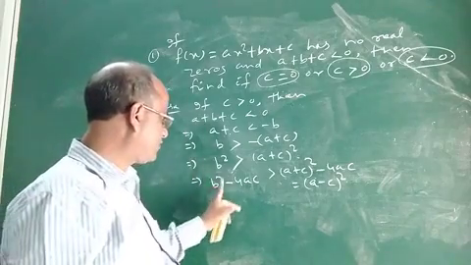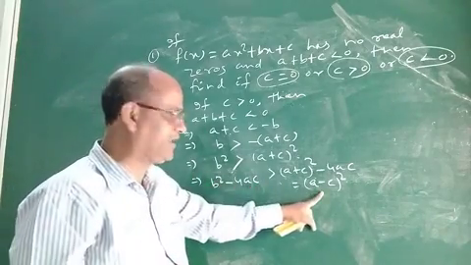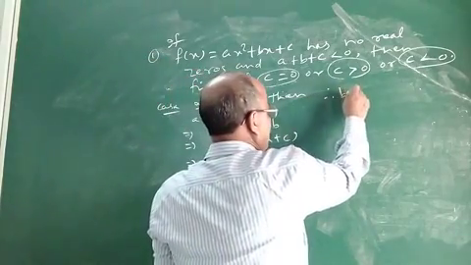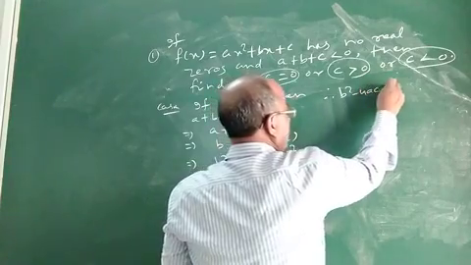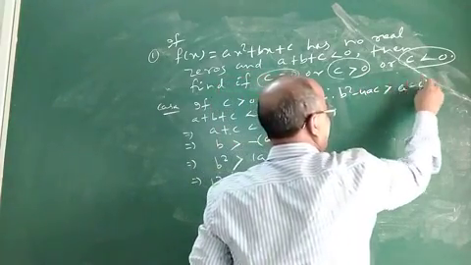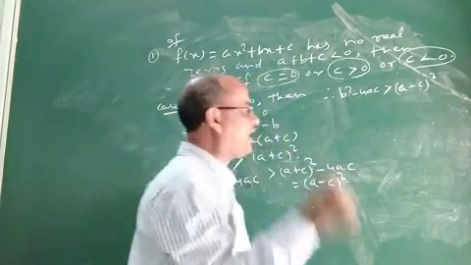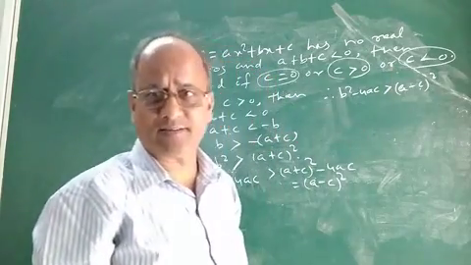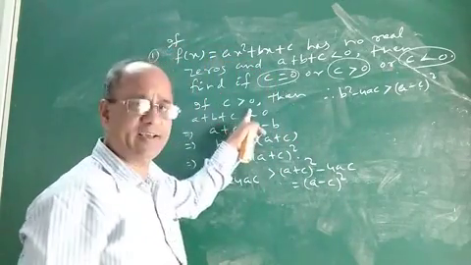That means b square minus 4ac is greater than a minus c whole square. Therefore, b square minus 4ac is greater than a minus c whole square. So we got b square minus 4ac greater than a minus c whole square. Now we have taken c greater than 0.